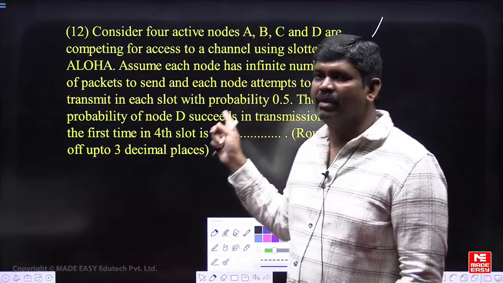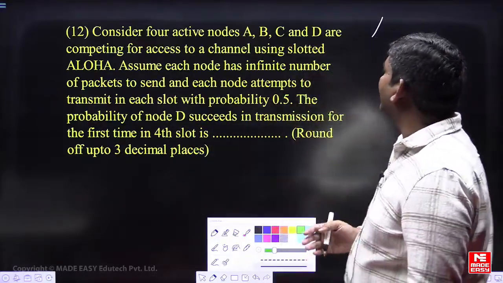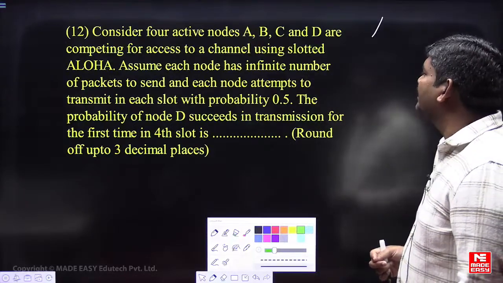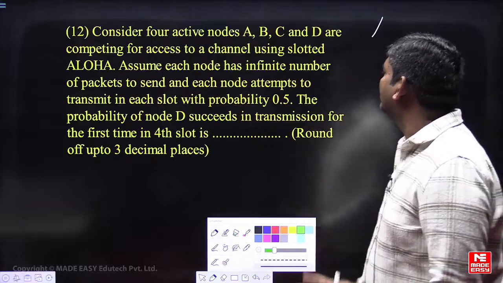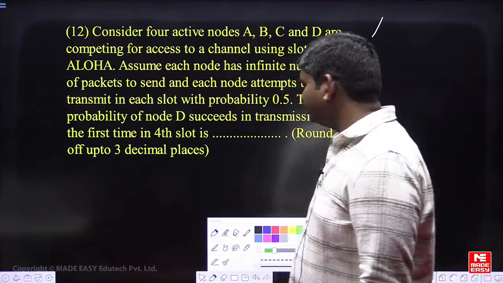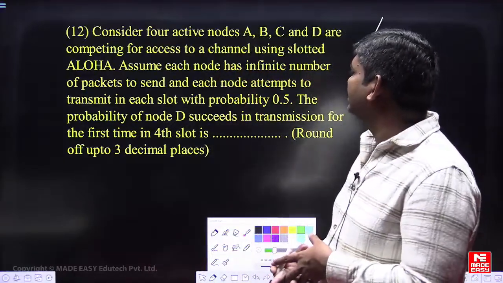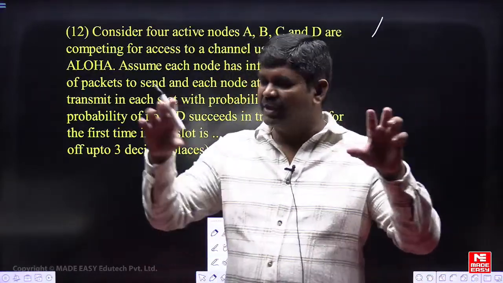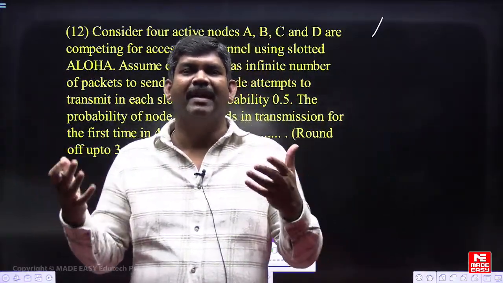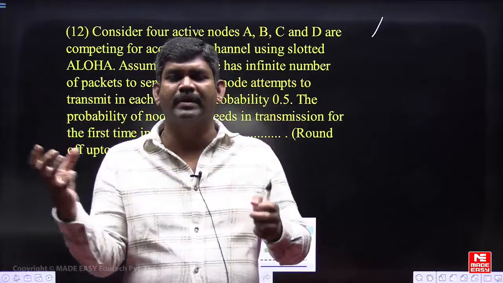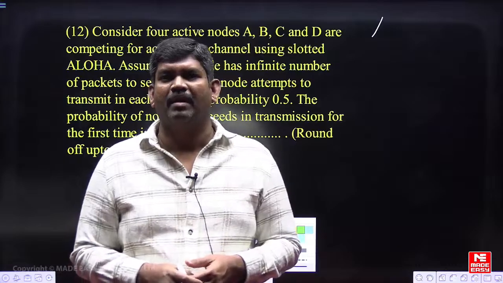Now you see the question is not pure Aloha, it is slotted Aloha. Assume that each node has infinite number of packets to send, and each node attempts to transmit in each slot with a probability 0.5. Why have they mentioned that infinite number of packets are to send? The basic idea is the stations connecting on that shared channel have a steady queue of frames, meaning the packets are continuously coming. So that is the reason they have mentioned infinite number of frames.